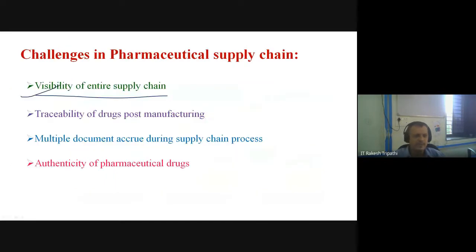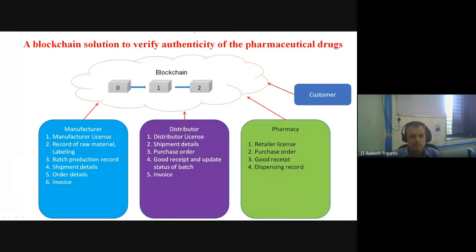The distributor can add counterfeit, fake medicine, because this is not visible to everybody. So visibility of the entire supply chain is not available to everyone, traceability of drug manufacturing is not possible, and multiple documents lead to a wrong supply chain. So what can go wrong? The manufacturer has a manufacturing license, records the raw material and what batch they are producing, and can write it onto the blockchain, and it should be visible to everyone.